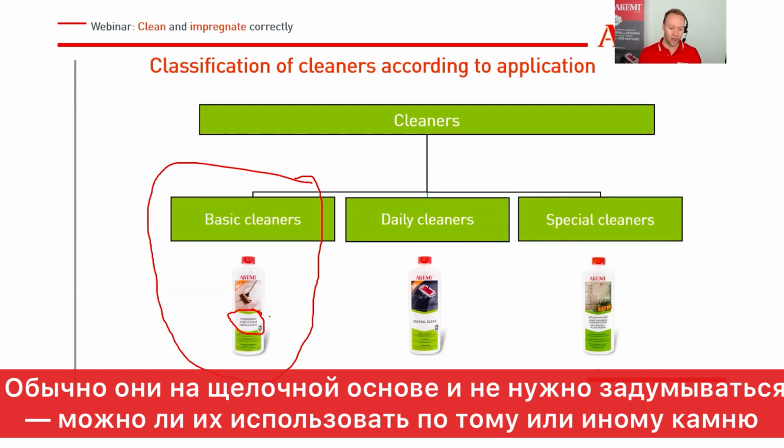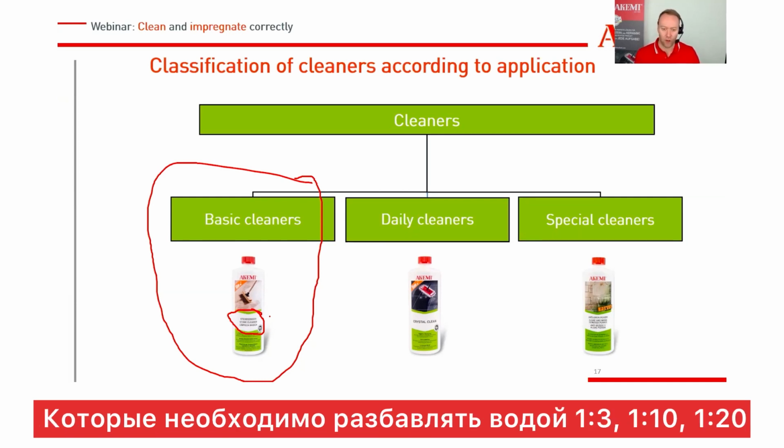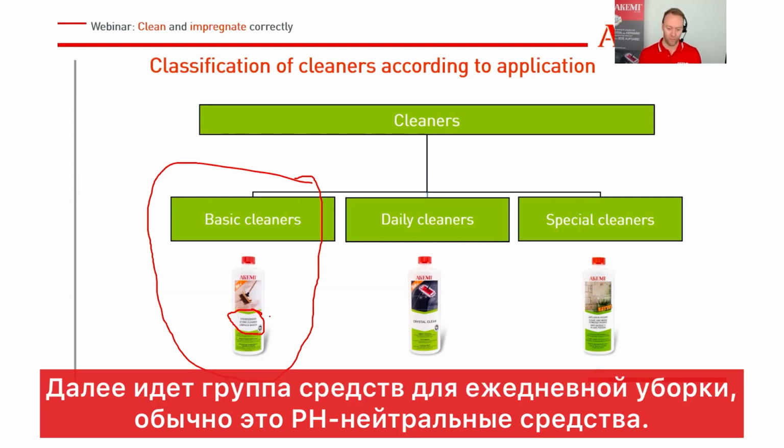The stone cleaner you can always use, and it takes care of, let's say, 80% of standard dirt which you have on a floor after construction or on a countertop. You can remove it with this stone cleaner, with these basic cleaners. Usually all products which I show you today and talk about are concentrates, so they are meant to be diluted. You usually don't need them in full concentration. You can always dilute them 1 to 3, 1 to 10, or 1 to 20 with water, for example.